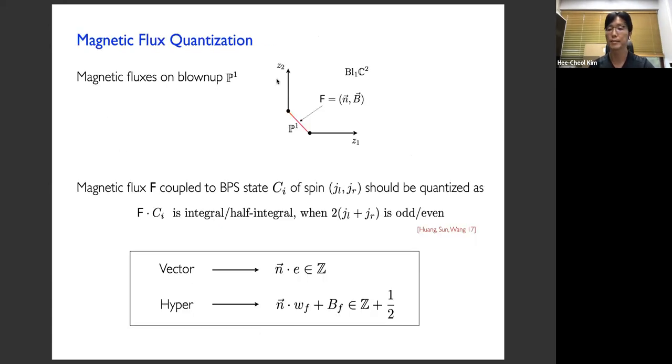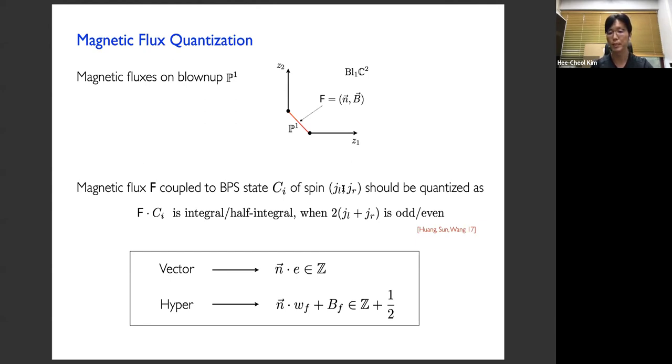And the second input is the quantized magnetic flux. As I explained, we can turn on flux on this P1 for the gauge symmetry and the flavor symmetry, but they should satisfy the proper quantization condition. Otherwise, the formalism or blowup formula breaks down, and there would be no solution to them. And the magnetic flux F should be quantized in the following way.